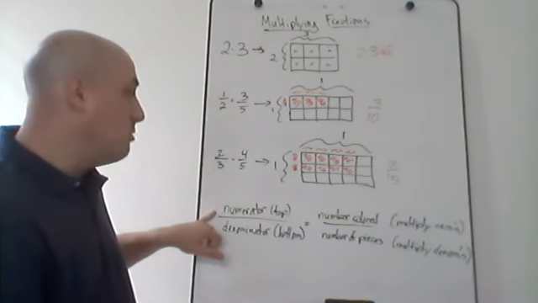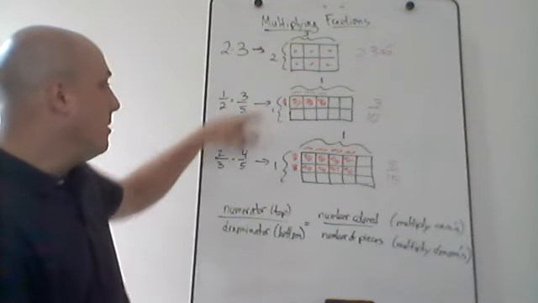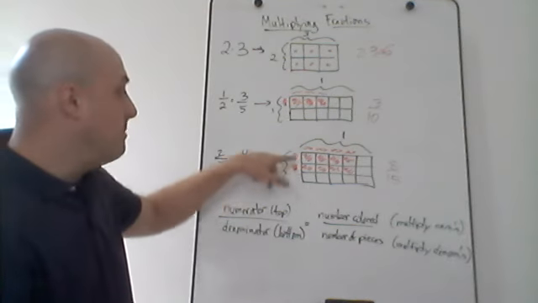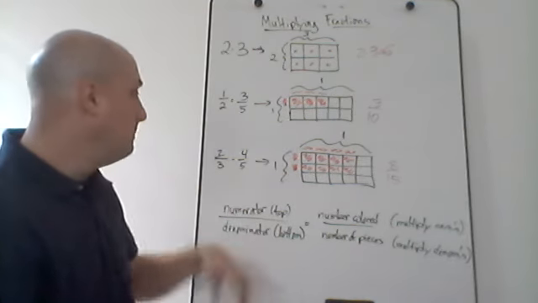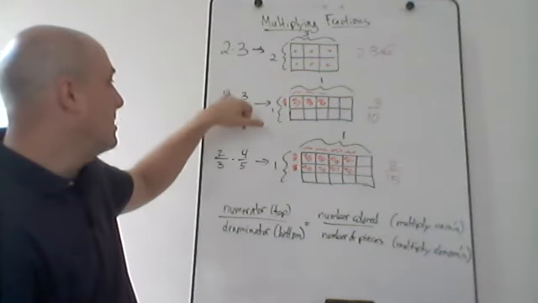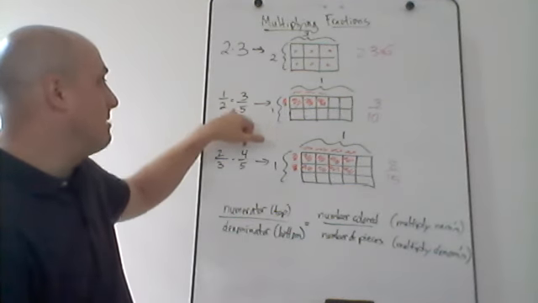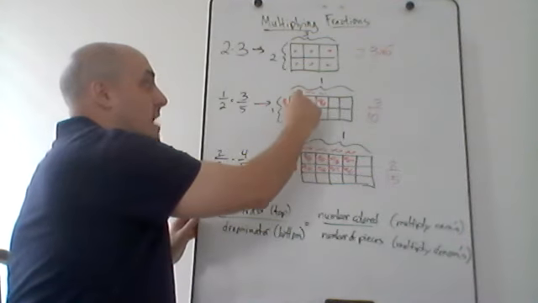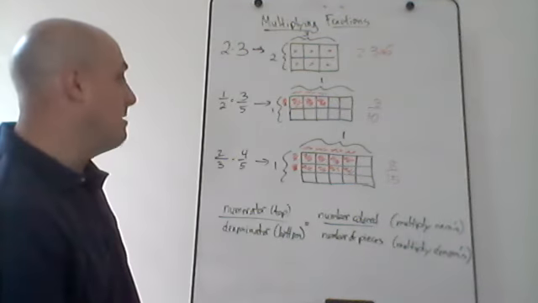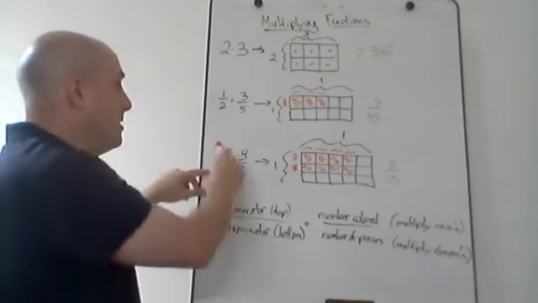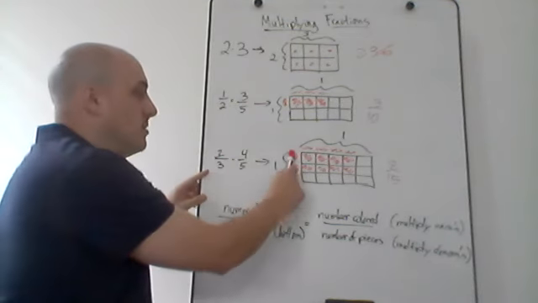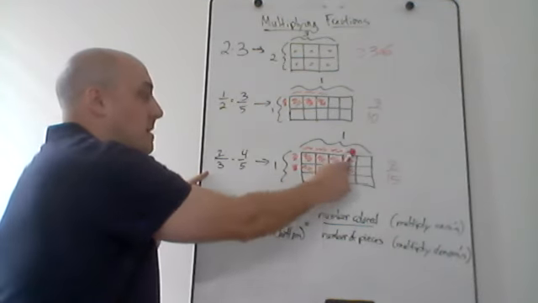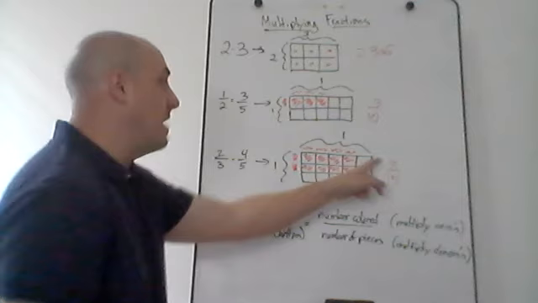Well, to get your numerator, your top number, for both of these, the numerator came from the total number that we had colored in. For this one, 1/2 times 3/5, it was the 1 on this side multiplied by the 3 on this side. So 1 times 3 gave us that 3. For this one, 2/3 times 4/5, the 2 on this side times the 4 up here. The 2 times 4 gave us the 8.